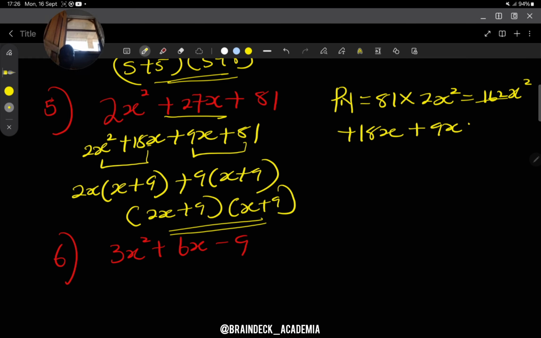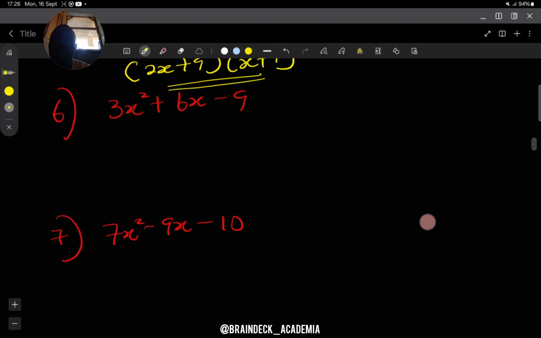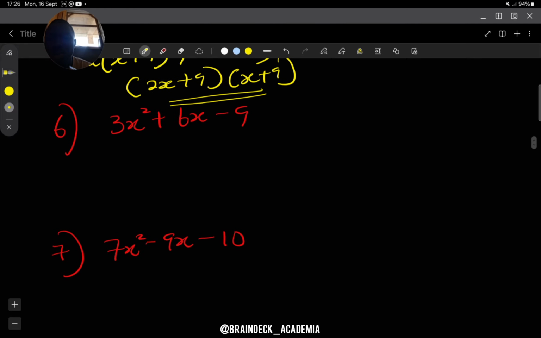Now, whenever you are factorizing a quadratic expression, if you have gotten your two factors in the bracket, and you multiply the two factors and expand, it will give you back the quadratic expression. If you did not get the quadratic expression back, it means you have done the wrong thing. All right, let's move on.